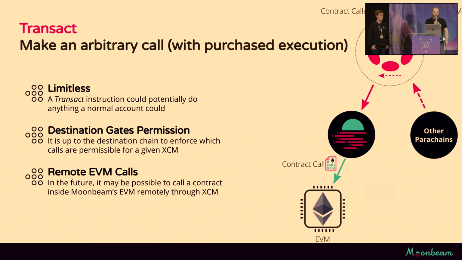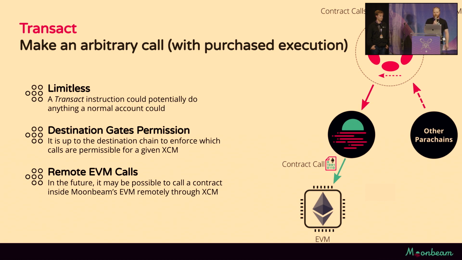Let's take a closer look at the Transact instruction. Transact attempts to make an arbitrary call with purchased execution resources to do something native on the remote chain. This is essentially limitless in the sense that it could potentially do anything that a normal account could. It's entirely up to the destination chain to decide which Transact calls are permissible and which ones aren't.